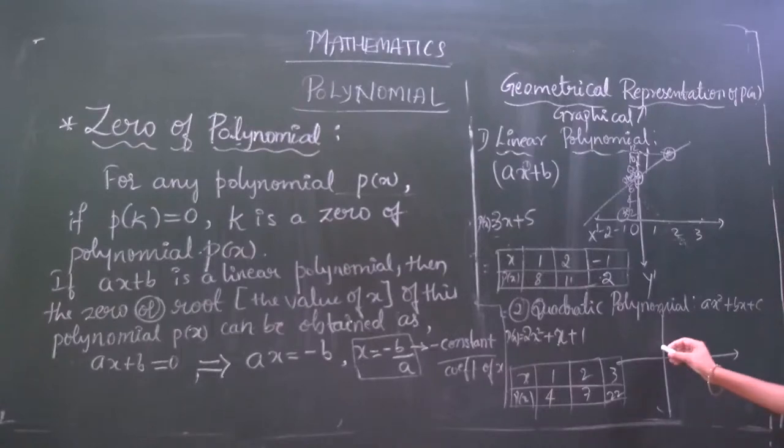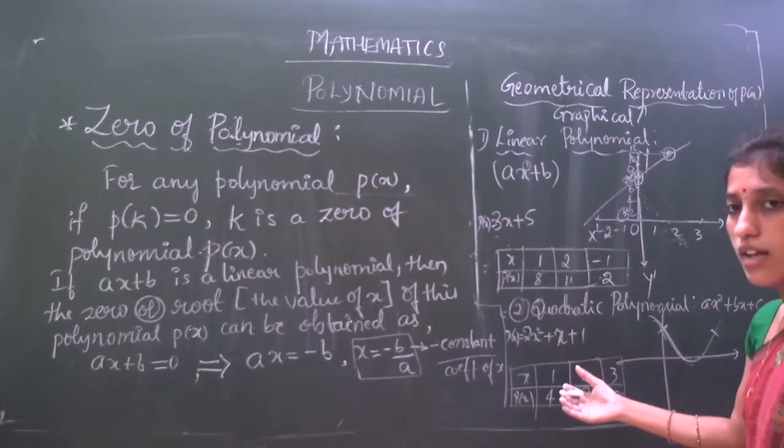So likewise, in this you are getting that quadratic polynomial, it may become like this. When you are going to substitute the values or represent them, you are getting those two curves. So this is what we are generally saying.